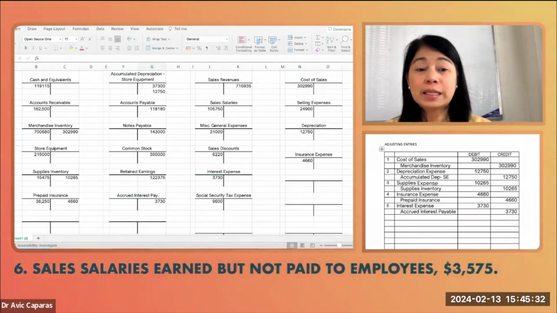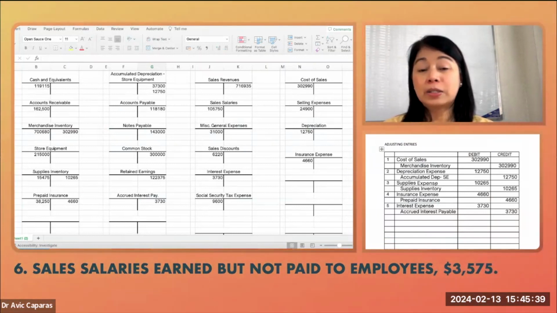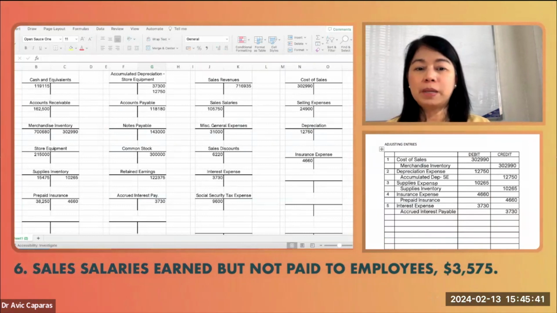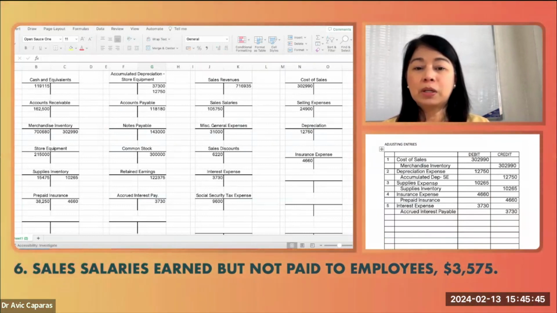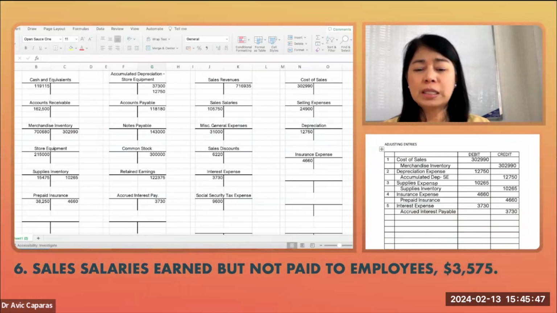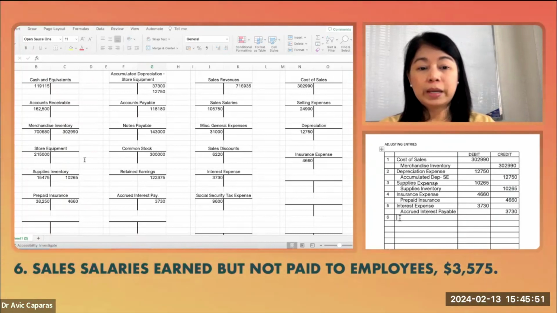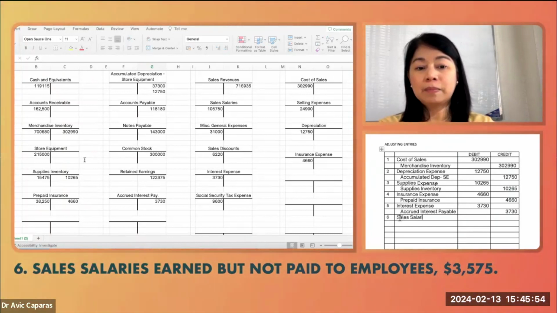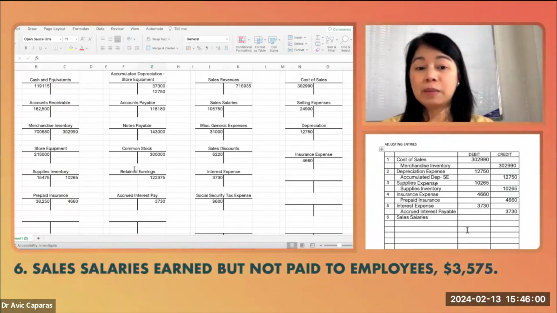And then the 6th adjusting entry, sales salaries earned but not paid to employees, 3,575. So sales salaries earned by the workers, but they have not been paid yet. So it is already an expense to the company, still a payable of 3,575. So the adjusting entry here is we will recognize an expense, sales salaries. We don't put any more expense as the account initially that we have in the beginning balance is sales salaries.